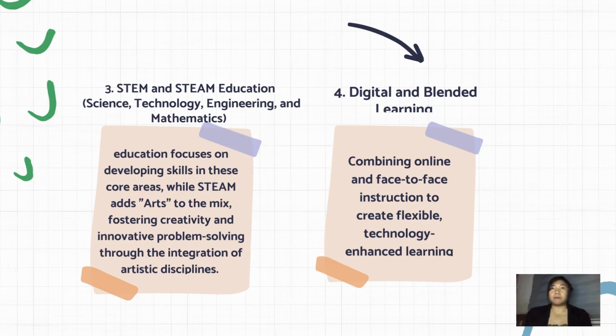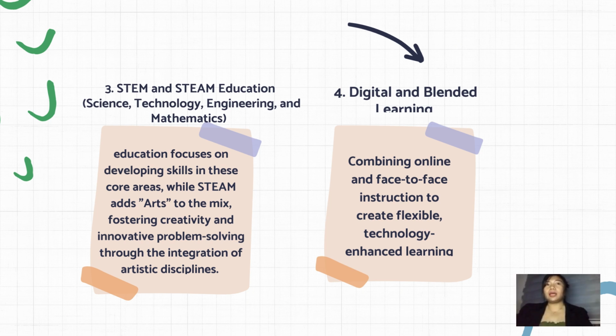Third is STEAM. STEM education focuses on developing skills in these core areas, while STEAM adds art to the mix, fostering creativity and innovative problem solving through the integration of artistic disciplines. STEM education prepares students for technology-driven careers through hands-on and inquiry-based learning. For example, in South Korea, the coding curriculum teaches elementary students programming by letting them create simple animations or basic robots.